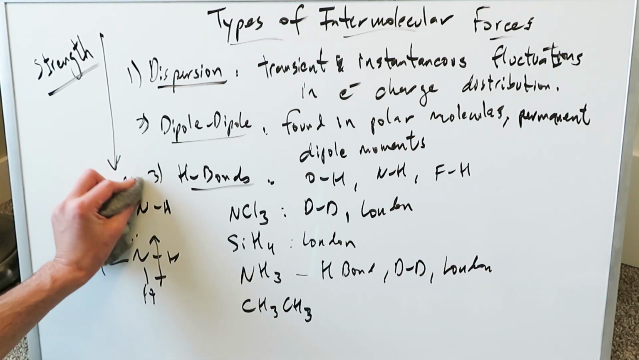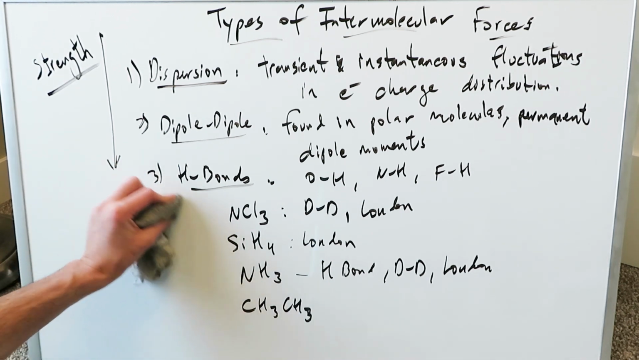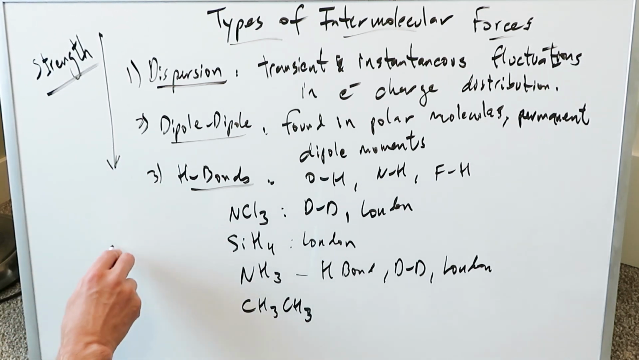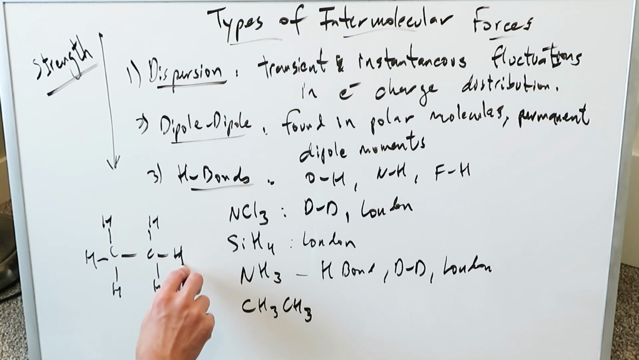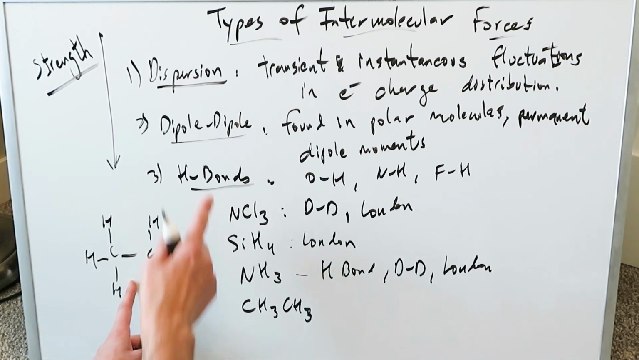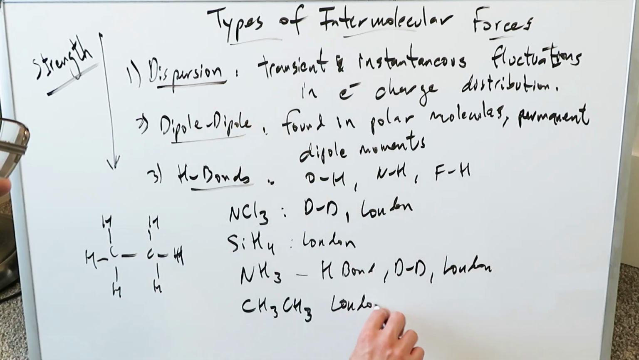What about ethane? You have atoms here of different electronegativities, but there's not much difference between carbon and hydrogen. Ethane looks something like this, and it ends up being a very symmetric molecule with no permanent dipole moments. You don't have any hydrogen bonding, you don't have dipole-dipole interactions. At best, you have London forces or your dispersion forces.